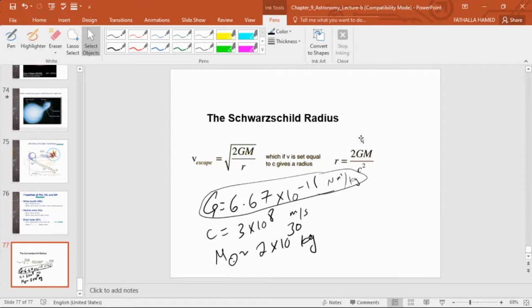Even in the middle of our Milky Way galaxy, we have a massive black hole that has a mass 4 million times the mass of the Sun. And it has a radius 17 times the radius of the Sun. It's huge in comparison, but it's also big in mass.